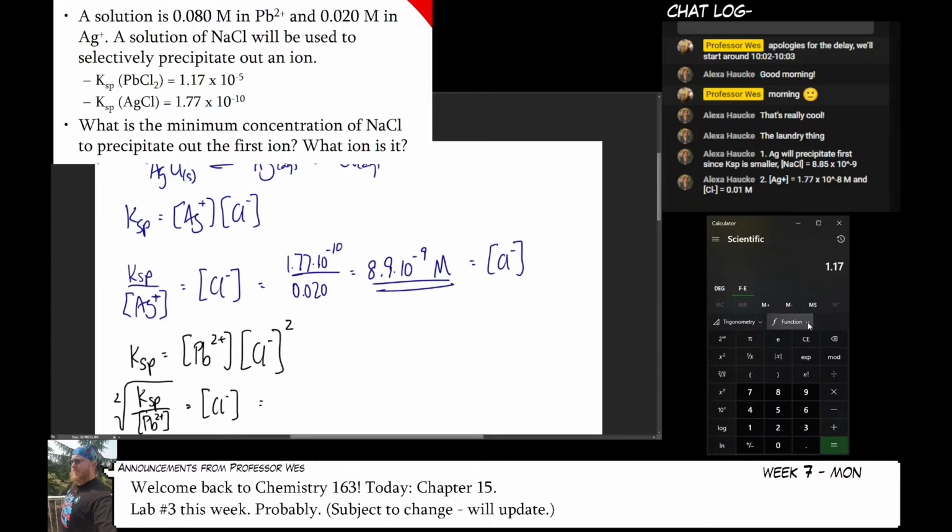1.17 times 10 to the minus 5 divided by whatever lead is, 0.08. And then square root. Yeah, you can see that this is just 0.012.